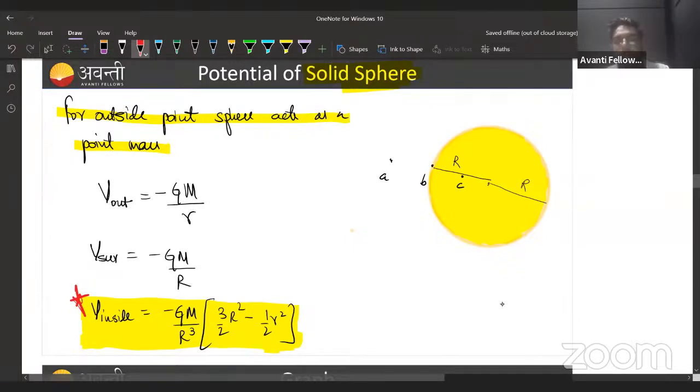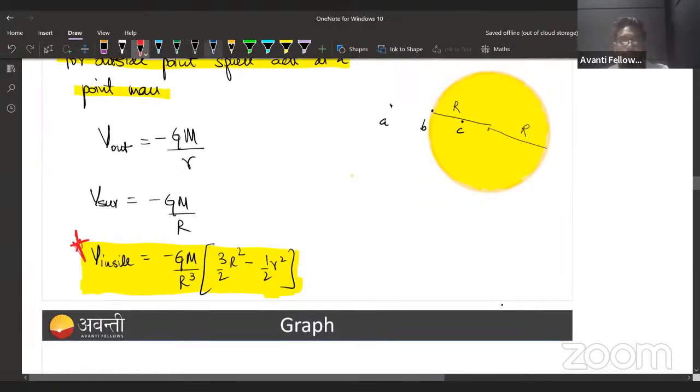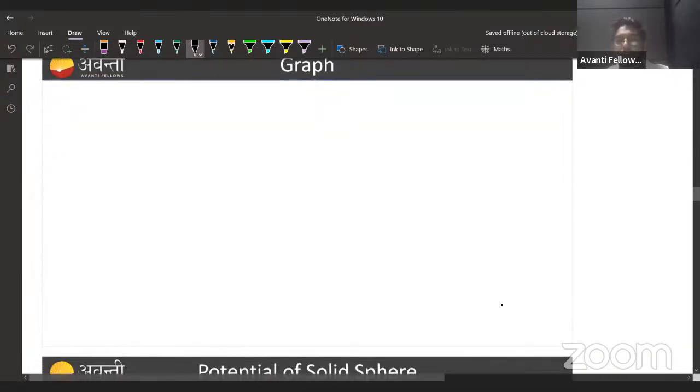So what does the graph of this look like? Outside, V is inversely proportional to R. At the surface, it has some value which is constant. I'll write it down as constant. And inside, it is a quadratic type equation. So quadratic. And if it is inversely proportional to R outside, what type of graph will you get? Let's just plot this graph.